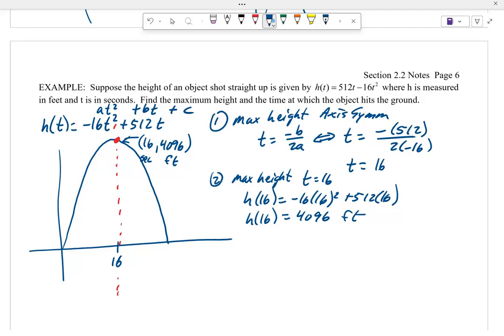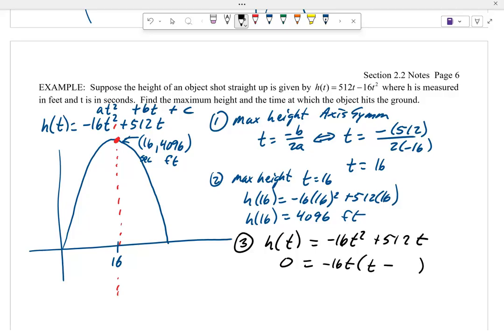Now, when does it hit the ground? So we're really solving, when's our height 0, right? So let's take a negative 16t out of both of these. Add 32 to both sides. Divide by 16 on both sides. So we know at 0 seconds and at 32 seconds it's going to hit, right?